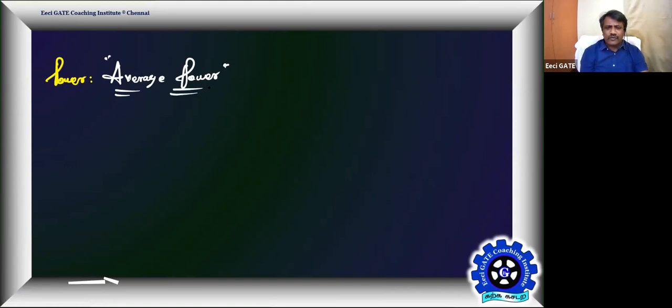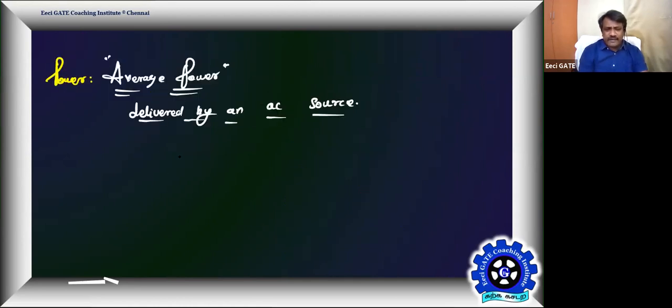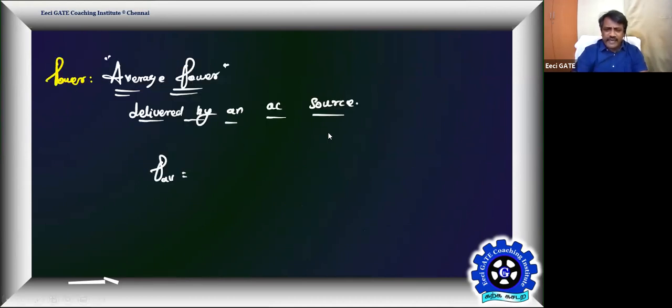So we'll talk about the average power delivered by an AC source. Tell me what the average power is. P average is the average of this power profile over a period of your signal. What is the signal period? 0 to T only. So let me go for the average power over a period 0 to T.